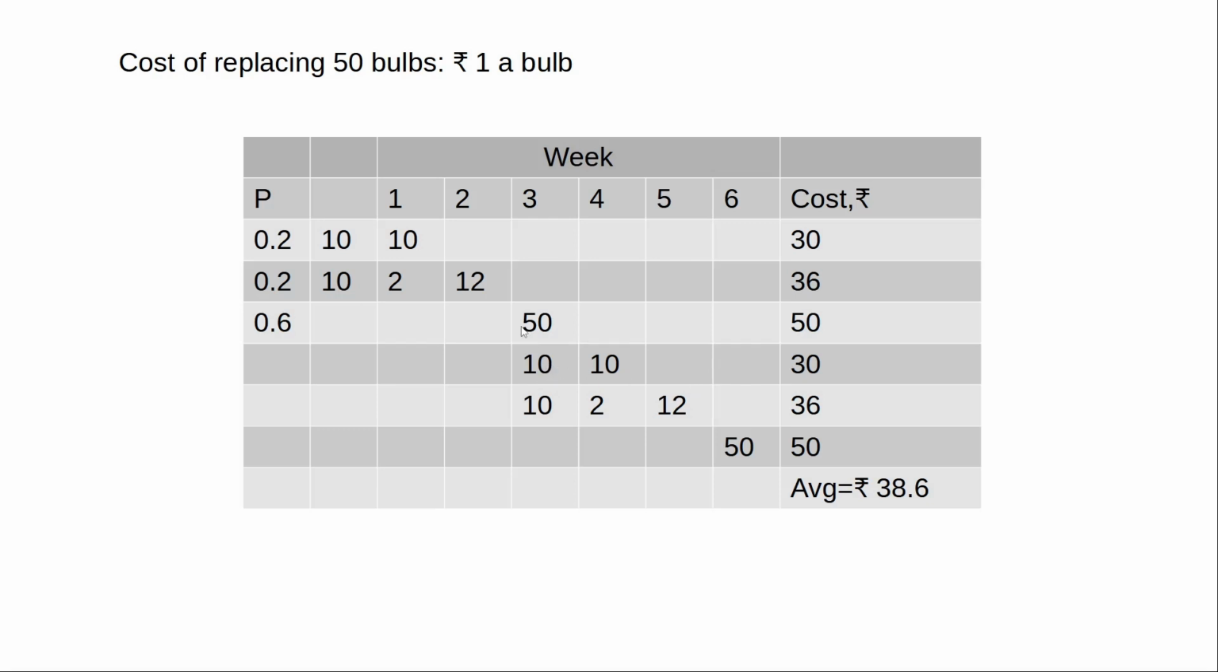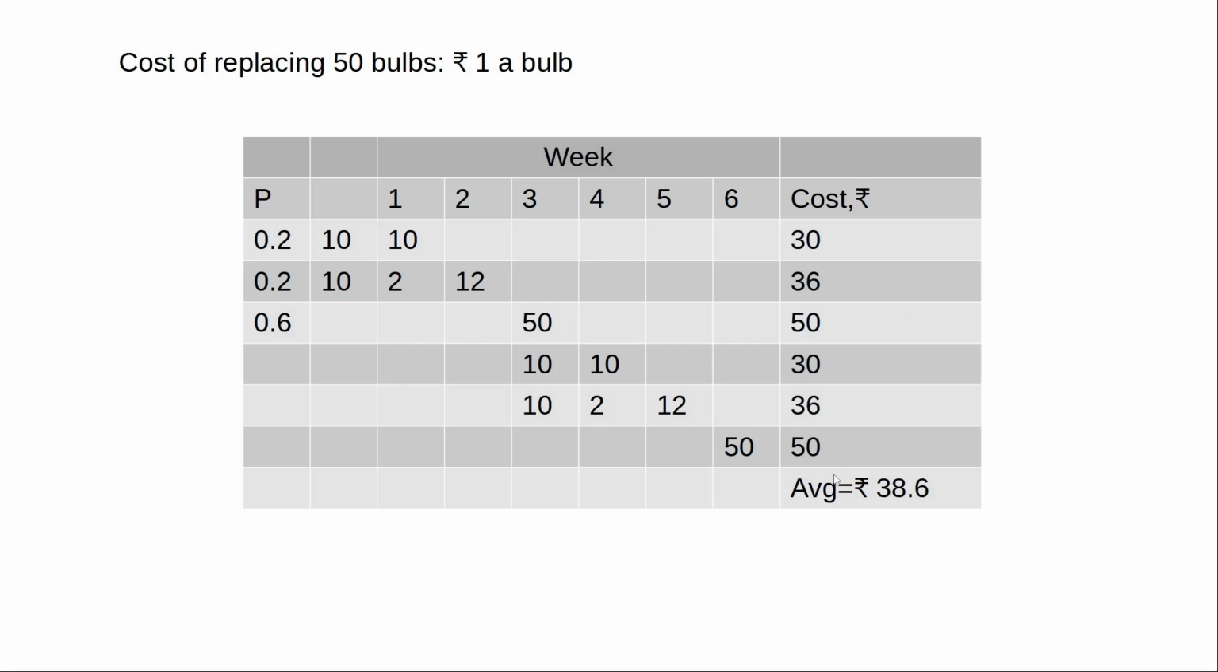Now again, as we go ahead, we do the same calculations as we had done for week 1 and week 2, and we repeat it here. And what do we find? That the cost of replacement again is 30 in the subsequent week, that is the fourth week. And of course, at the end of the fifth week, it's going to be 36 rupees. And again, since he has been given a contract to replace the bulbs at the end of the second week, he is going to charge us 50 rupees for replacement.